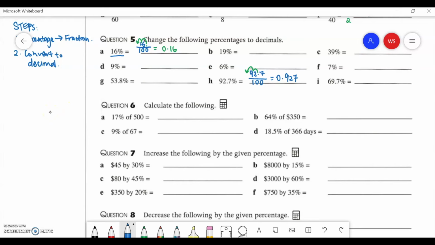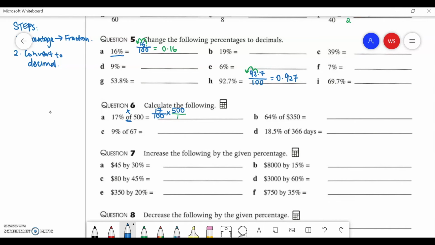Right, question 6 onwards are all calculator questions, so you do need your calculators with you. Now, let's practice applying our percentage to a couple of real life numbers over here. So we have 6A, 17% of 500, which is 17% over 100. As we convert percentage to fraction, 'of' just becomes times, and then after that with 500 as your whole number, any whole number is always over 1.